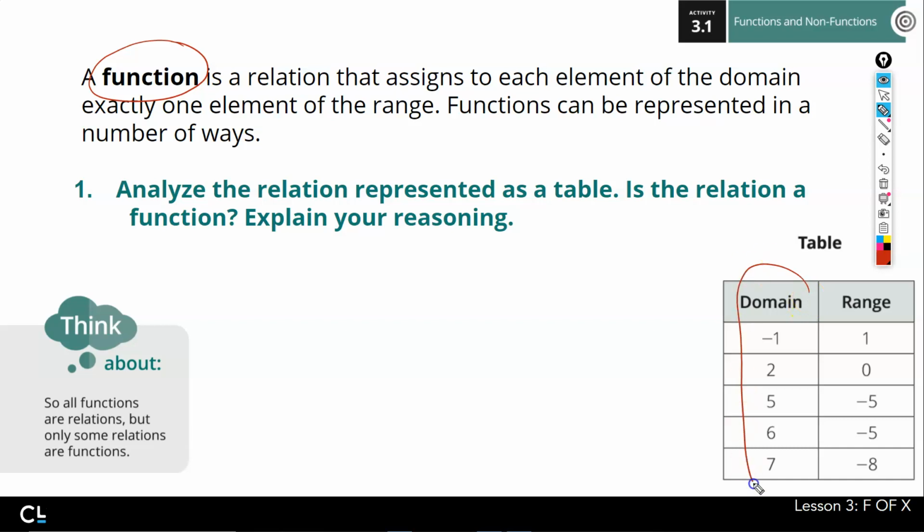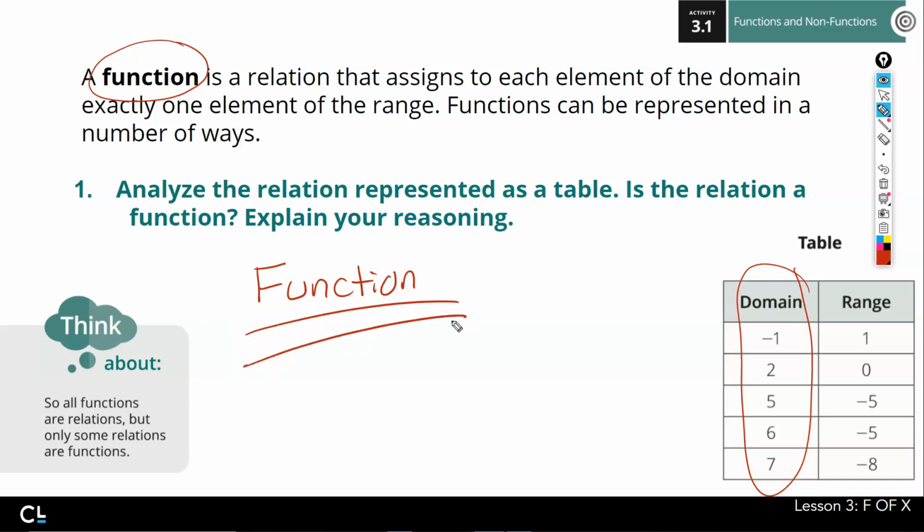Well, I'm just going to focus in on the domain. The domain is -1, 2, 5, 6, and 7. Every domain is different. So yes, this is a function. Why is it a function? The domain does not repeat. They are all different. They're all unique. If you look at the range side, just for fun, you notice that your -5s repeat. It's okay if the range repeats. It's not okay if the domain repeats.